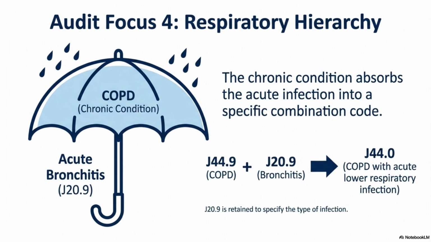This slide covers the respiratory hierarchy. When COPD and acute bronchitis occur together, the chronic condition absorbs the acute infection into a combination code, J44.0, COPD with acute lower respiratory infection. We still keep J20.9 to specify the type of infection.